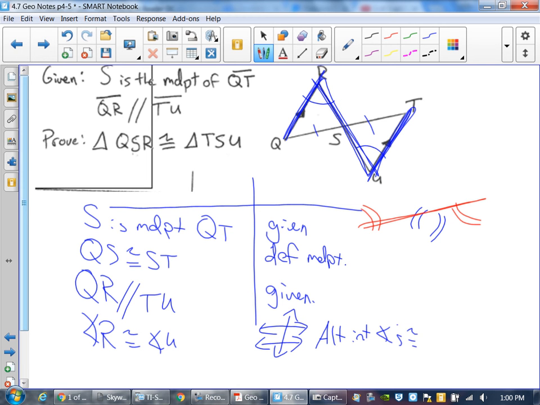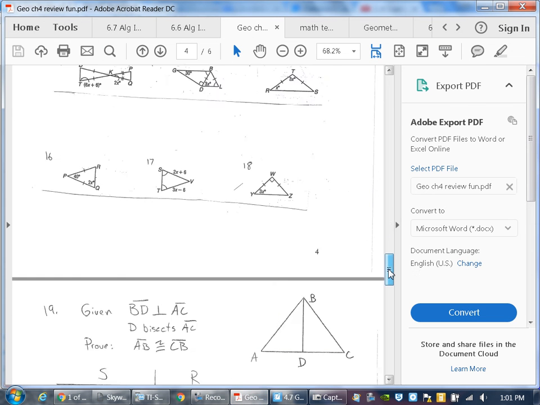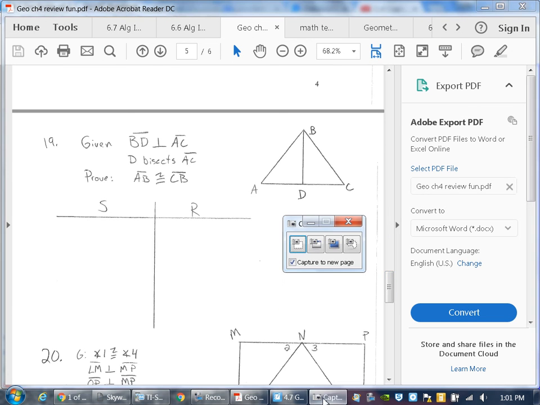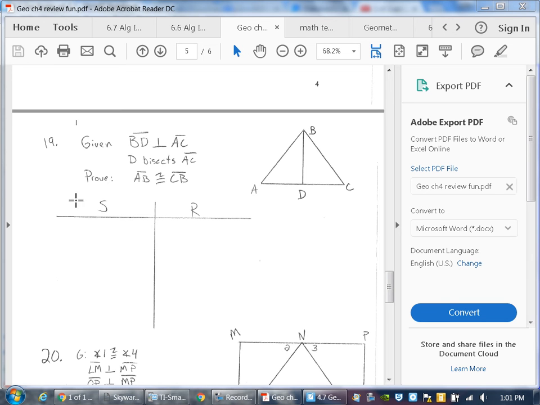It's one of those types of proofs that there's multiple solutions to. And that happens a lot. Pretty sure we've done this proof like 15 times.